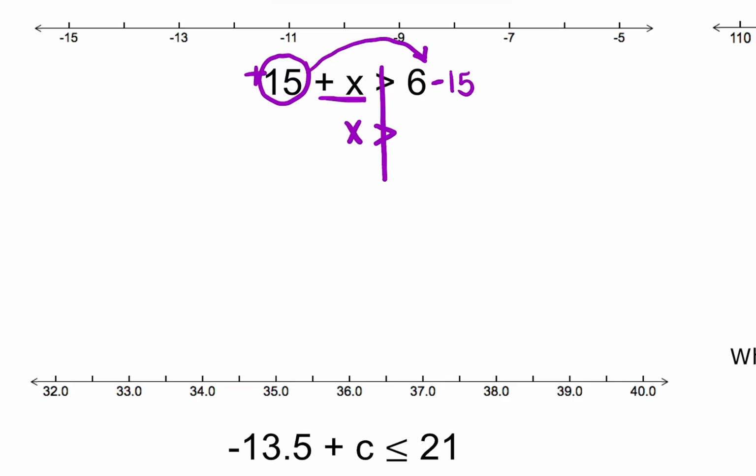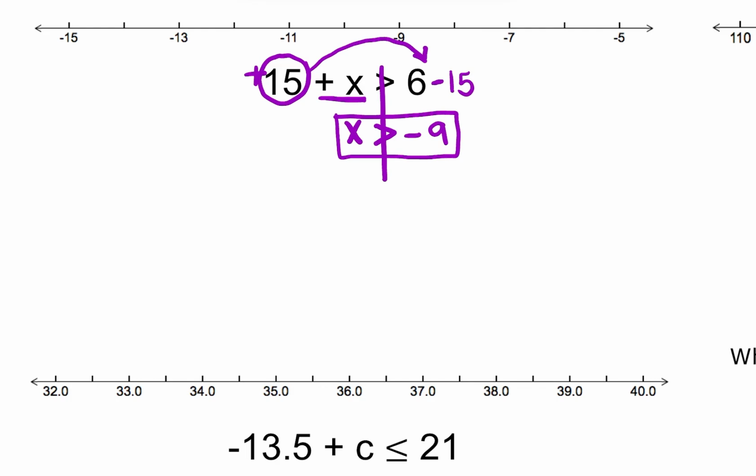So I have x is greater than, and then I do 6 minus 15. Can we do 6 minus 15? No. So negative, and then 15 minus 6 is 9. So this would be my final answer.